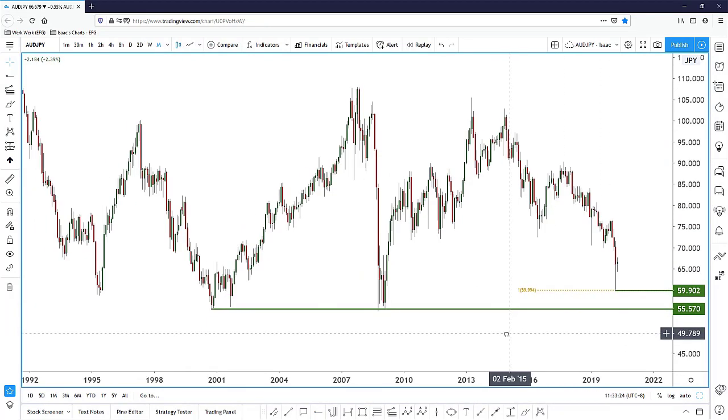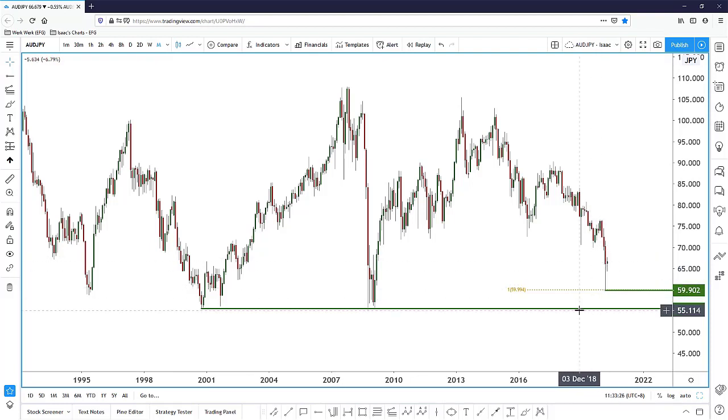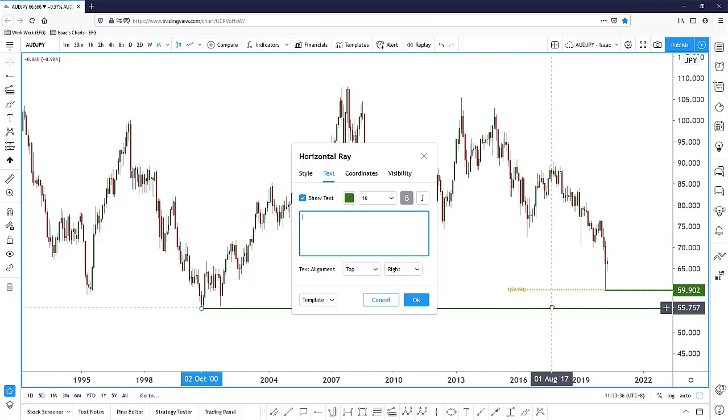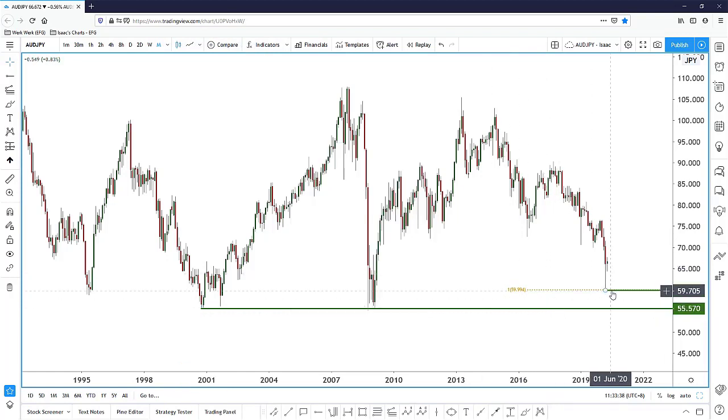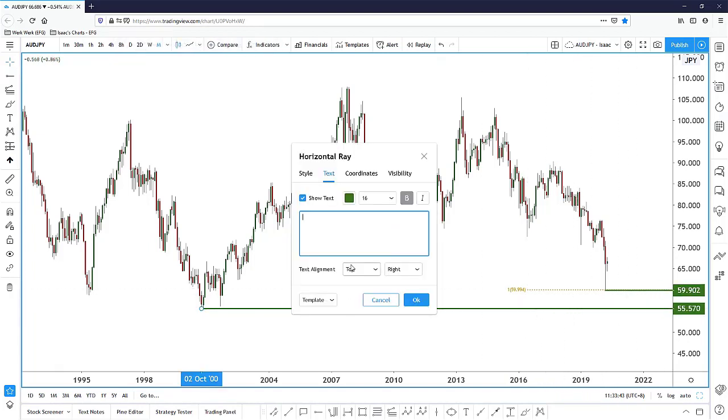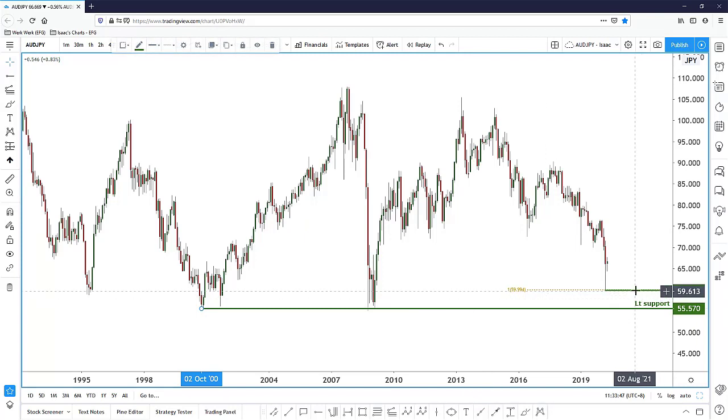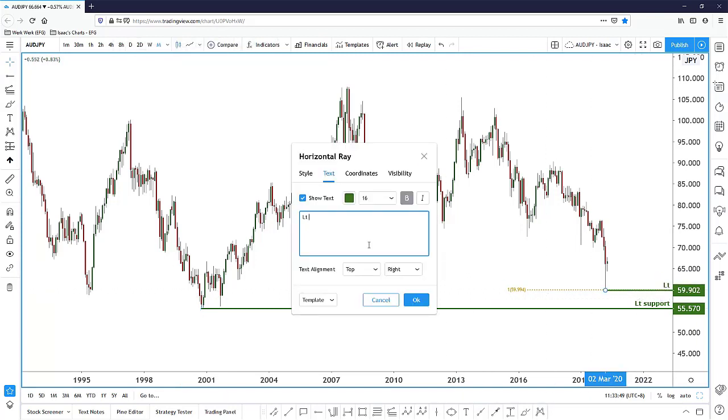All right, but graphically speaking, this lower level at the 55.57 level seems stronger, but let's just keep both levels because one is strong graphically, another one reacted off right at a key Fibonacci level. So let me go ahead and call this our long-term support. Likewise, this can be our long-term support.